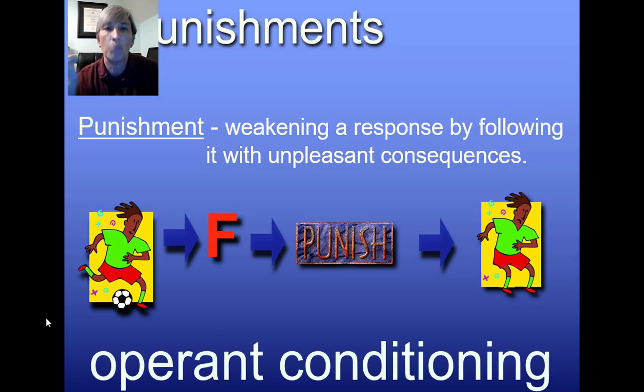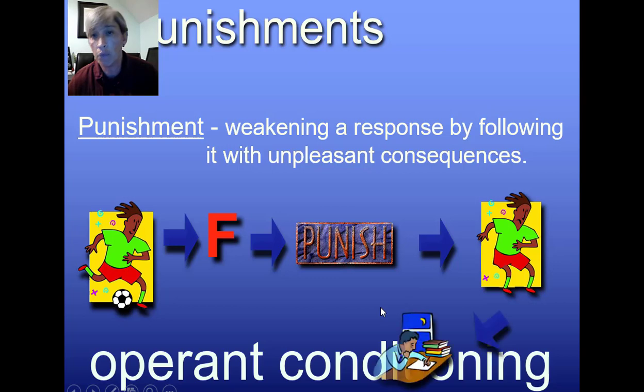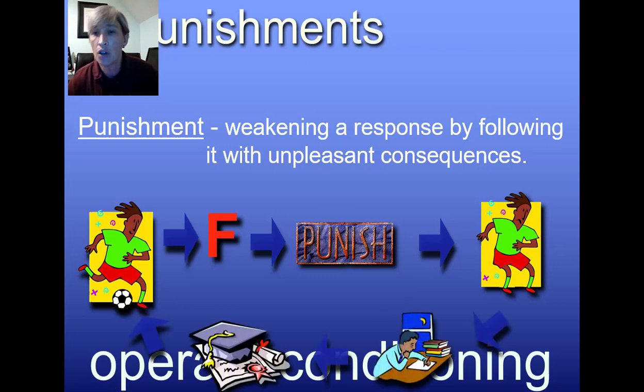Here we combine that with punishment. Punishment, understand, is weakening a response by following it with unpleasant consequences, and sometimes it can be used with reinforcers. So punishment is meant to decrease, weakening a response by following it with unpleasant consequences. If you play sports, you get an F, we're going to take you out of the sport, and the unpleasant consequence is you don't get to play. So it's going to add behavior, reinforce the behavior of studying to get you better grades.